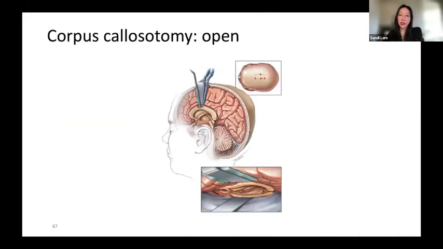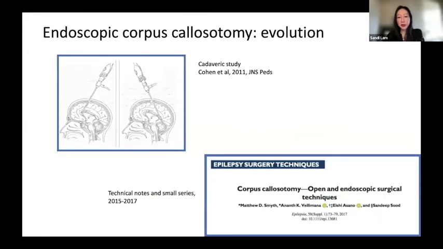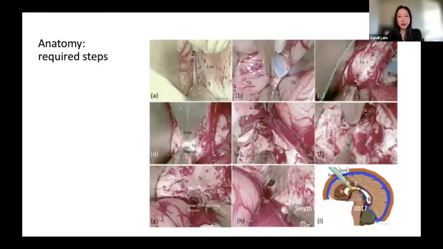If you do an open corpus callosotomy, this is the approach typically where you're interhemispheric. You can also take a laser ablation approach to the corpus callosum, where you tailor your trajectories to try to ablate the shape of the corpus callosum. Or you can do endoscopy, where you can verify that you can reach all of your targets safely, and then complete your callosotomy. So different approaches have been compared.